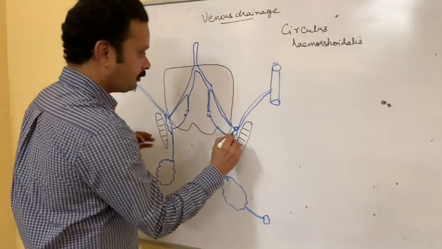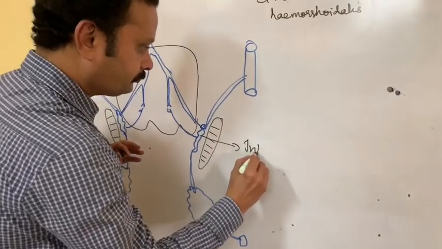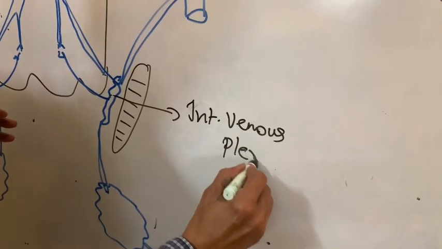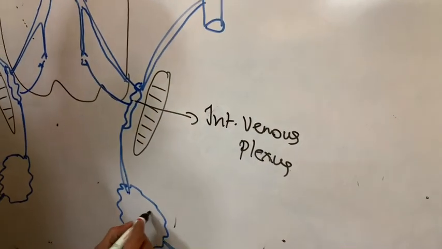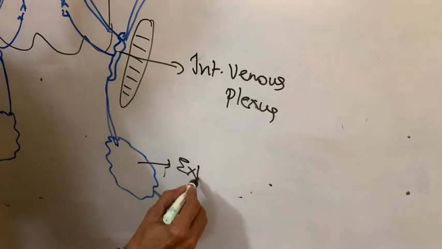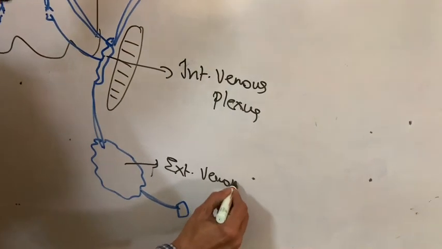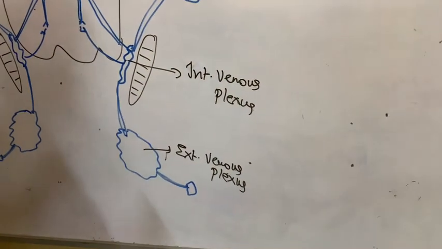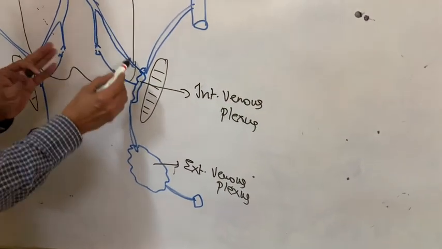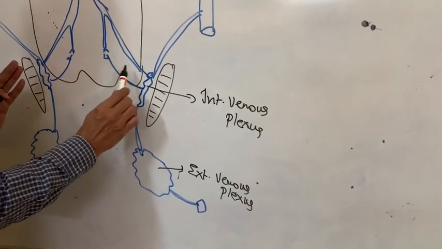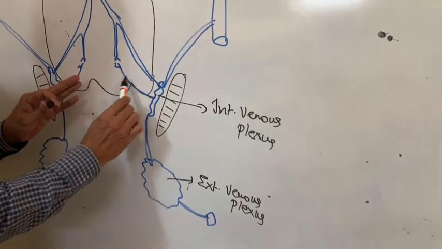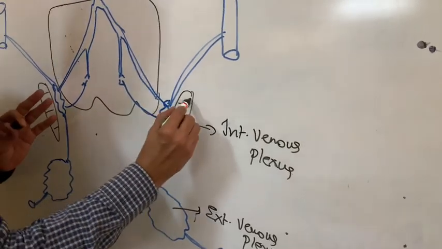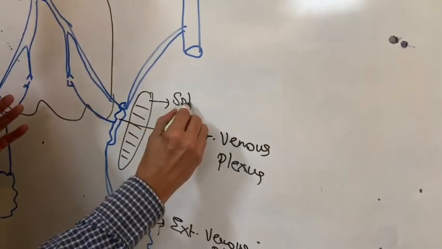These are the internal venous plexus and this one is external venous plexus. Okay. This internal venous plexus is situated in between the mucous membrane here at the level of the Hilton's line of anal canal, and this is sphincter ani internus muscle.